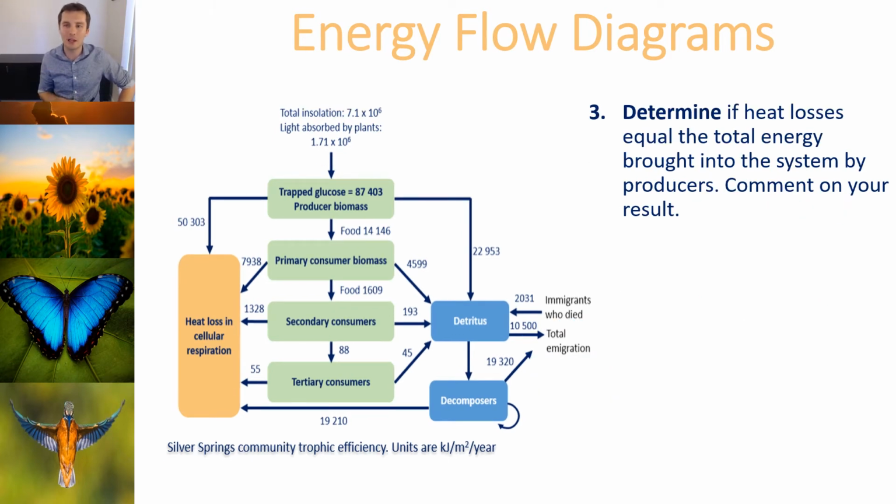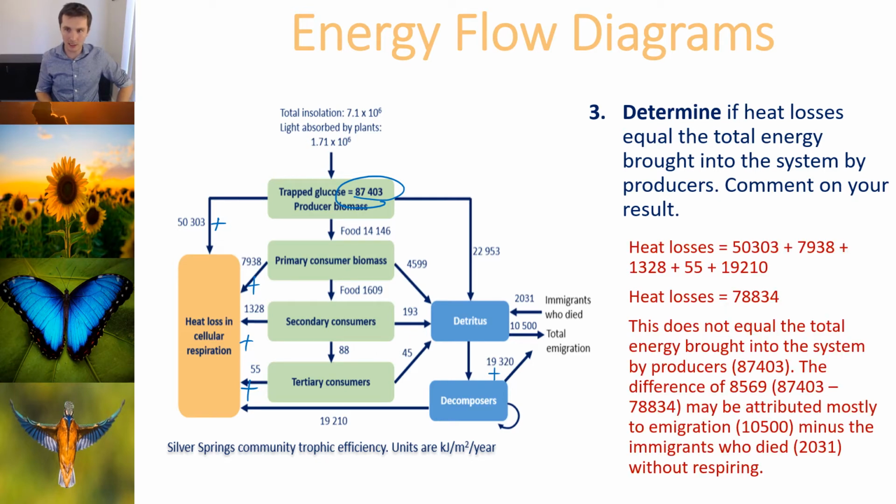And last one, determine if heat loss is equal to the total energy brought into the system by producers. As I mentioned previously, the amount of energy brought in by producers, which is here, should equal all of this heat lost when you total it all up. So if we go through the heat losses, we've got our 50,303 plus 7,938 plus 1,328 plus 55 plus 1,932. That's the decomposers, which are losing that amount of energy from respiring. When we add them up together, we get 78,834. And this does not equal our total, which was 87,403.